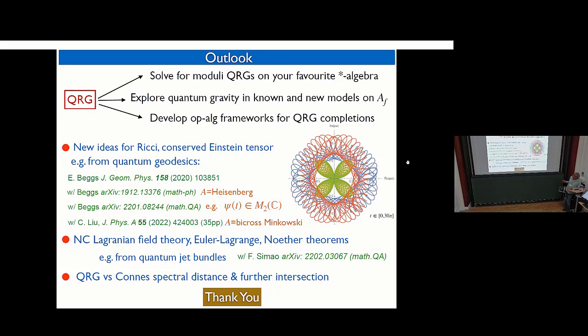So if you've accepted the formalism of quantum Riemannian geometry, there are a lot of things you can do already. You can already go away and do them. But this is addressed to younger people in the audience, perhaps. If you like calculating things with Mathematica, you can solve for the moduli of QRGs on your favorite star algebra. And whenever we've done that, you find a very rich moduli. Then you can explore quantum gravity by integrating over that moduli. So even in the known models and in the new models, there's a lot of physics to be explored, if you're coming from mathematical physics.